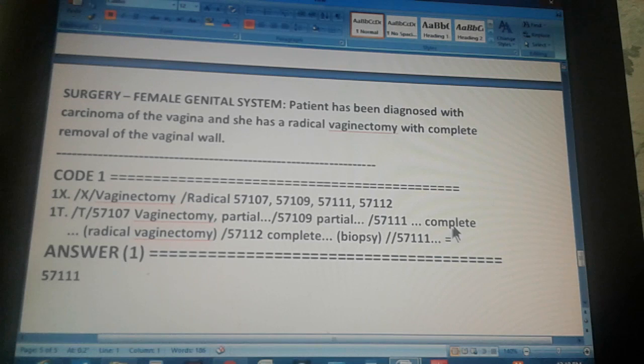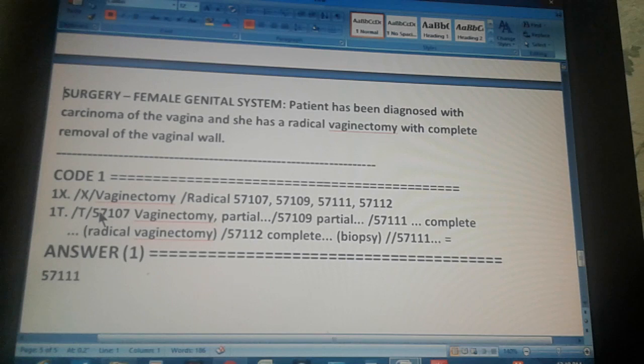Okay, this is the summary of the whole problem. This is the surgery section of the CPT code. It is the female genital system. The patient has been diagnosed with carcinoma of the vagina, and she has a radical vaginectomy with complete removal of the vaginal wall. So there's only one code, and the code through the index is found like this. First, you go to the index. And then you go to vaginectomy. You go to the V's and then find vaginectomy, and then you go to radical. And you're going to find 4 codes there, right? 107, 109, 111, and 112, right? All start with 57. Yeah.